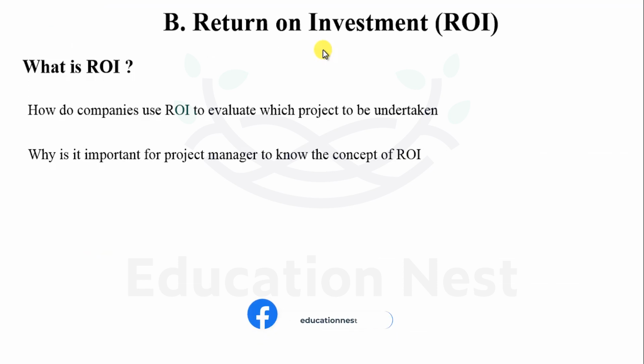Next comes the point: why is it important for project managers to know the concept of ROI? So till now, whatever return on investment computation we've done, we had done it from a company's point of view. How do companies use the ROI to evaluate which project to choose? What is the point of understanding the return on investment for a project manager? Because as a project manager, you understand how the companies compute the various opportunities, how the companies compute the various projects' return on investment and then choose the project.